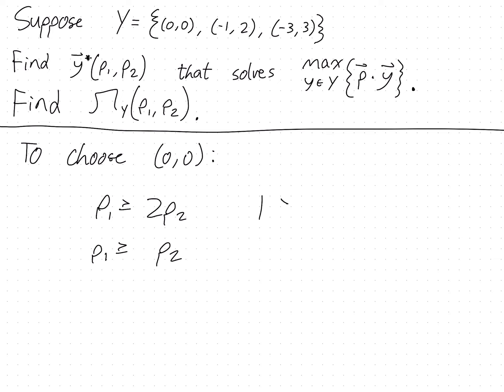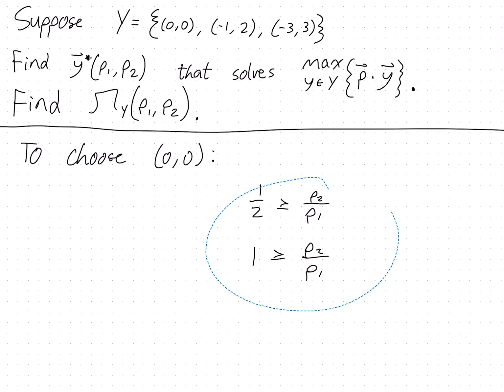And now, in both, we can divide by p1. So we get 1 greater than or equal to 2p2 over p1, and 1 greater than or equal to p2 over p1. And now lastly, in this top one, we can divide both sides by 2 to get 1/2 is greater than or equal to p2 over p1. And these are the two inequalities we get at the end.